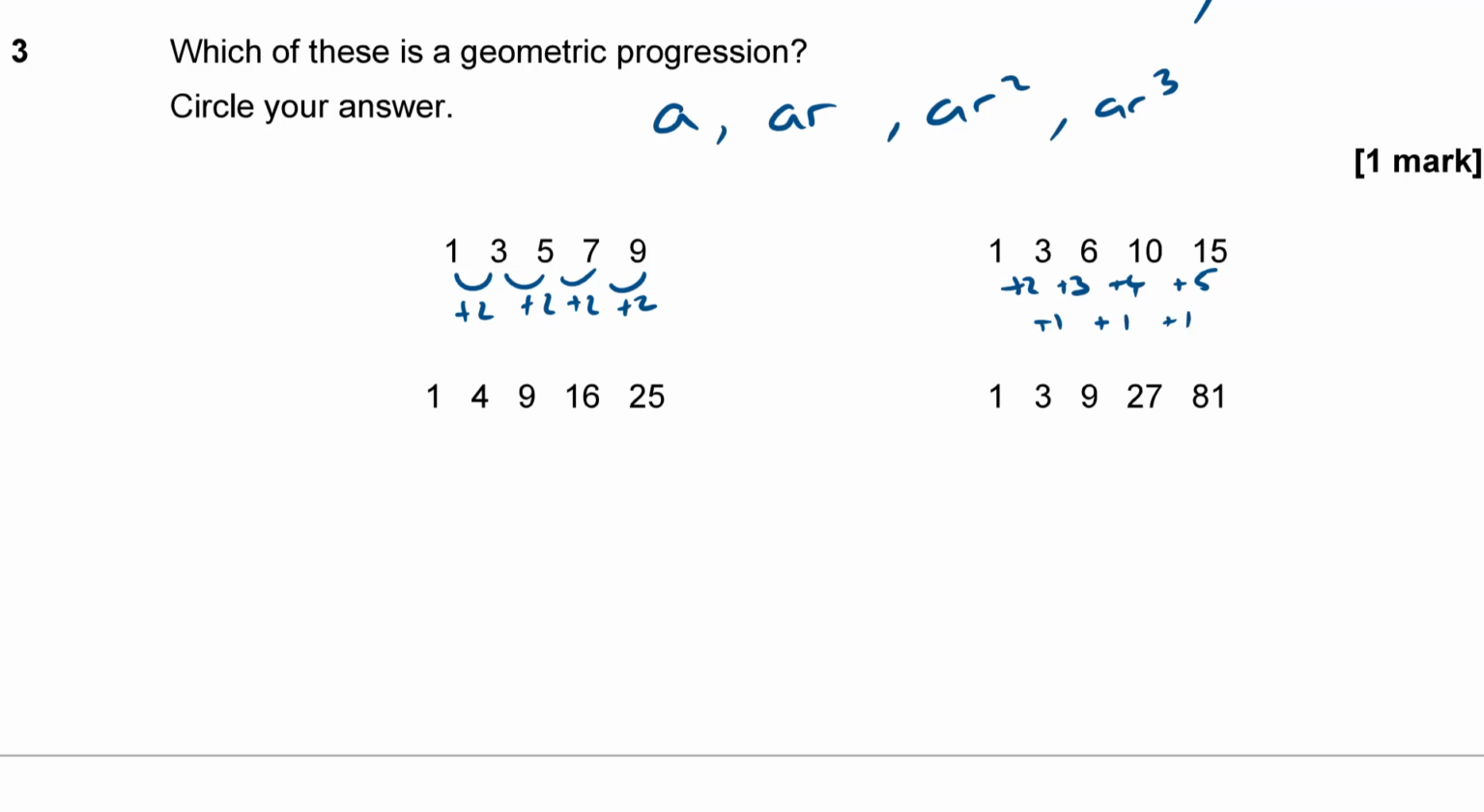Okay, so that's a quadratic sequence. 1, 4, 9, 16, 25. I don't know if you recognize these are the square numbers, aren't they? Okay, so that's the sequence of square numbers.